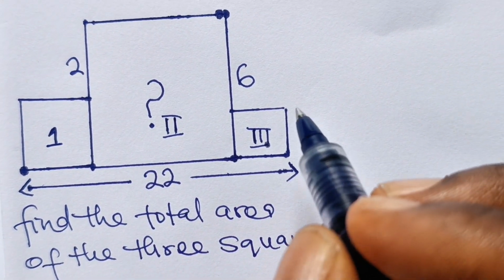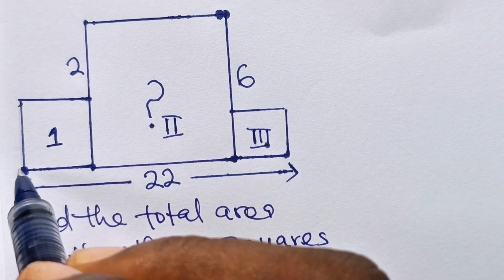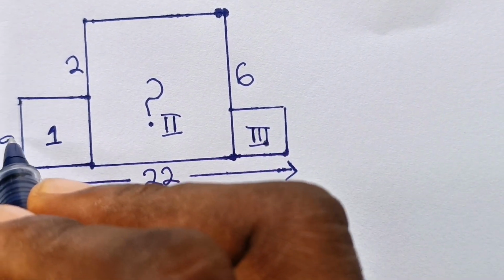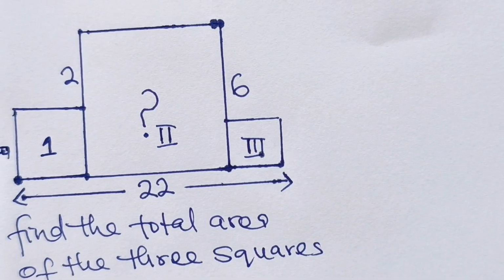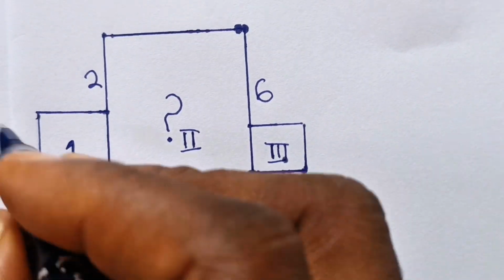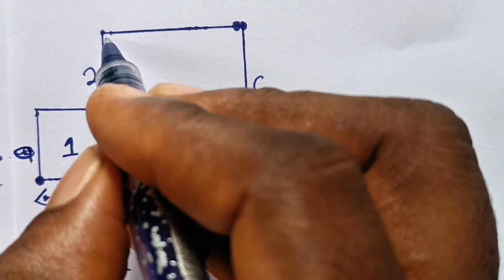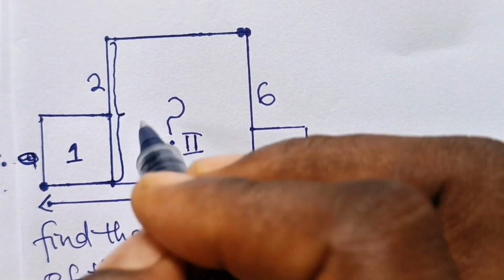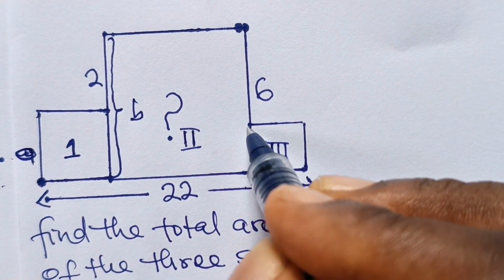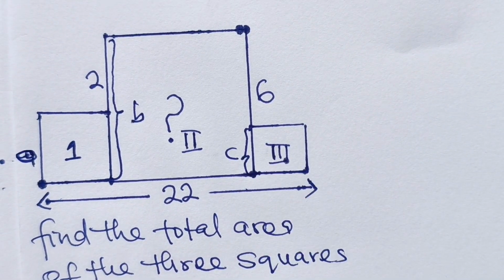If we say from here to here is equal to A, and from here to here, that is the whole of this, is equal to B. Then from here to here is equal to C.